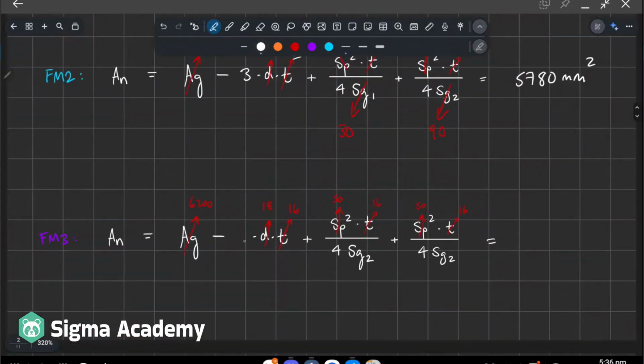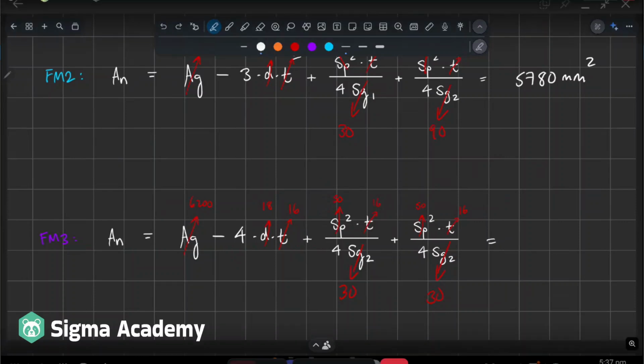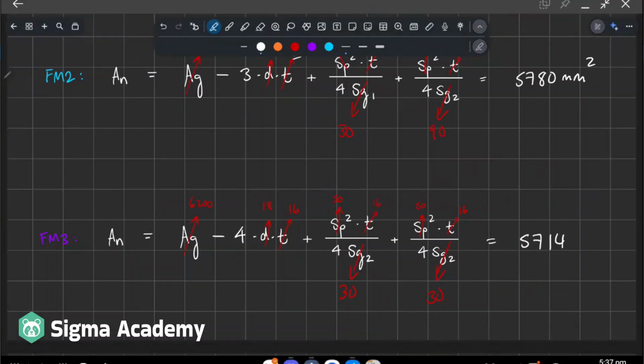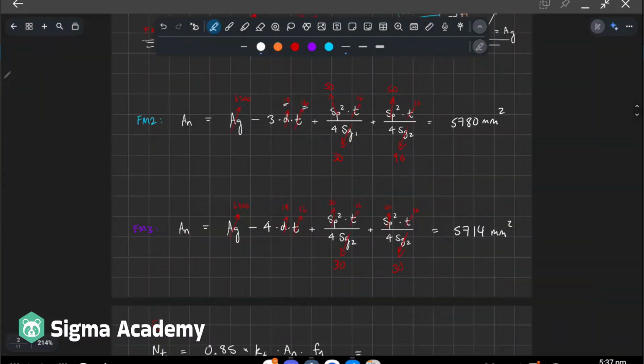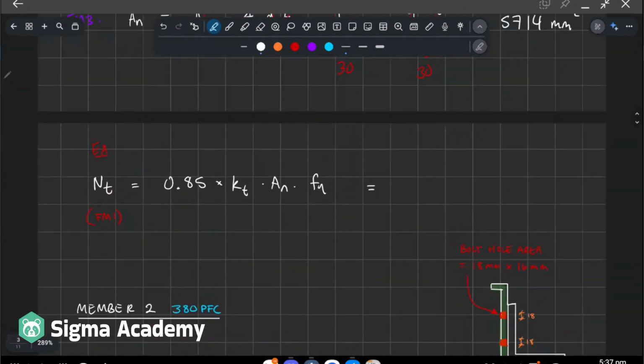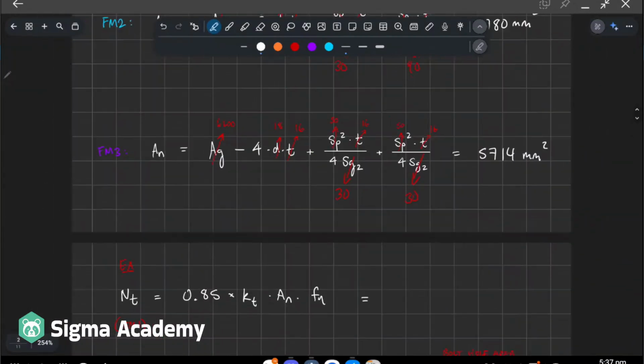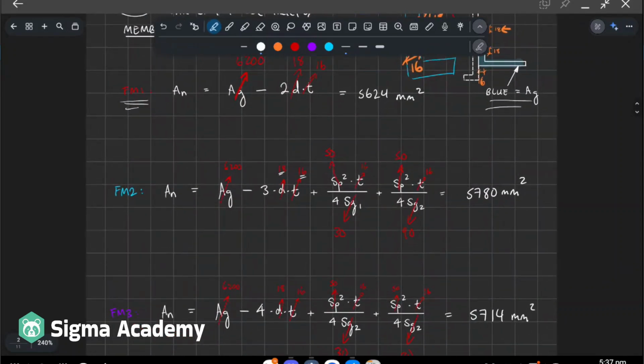This time we do 4 for the number of bolts, and for the gauge, we do 30, and we do 30. You can also, if you'd like, do that instead of writing this out twice. Up to you. Okay, and that gives us 5,714 millimeters squared. Cool.